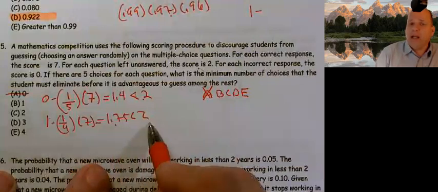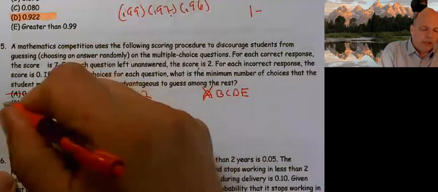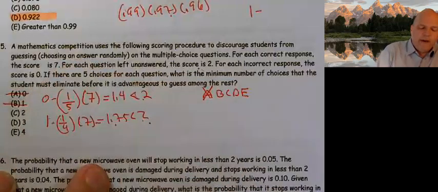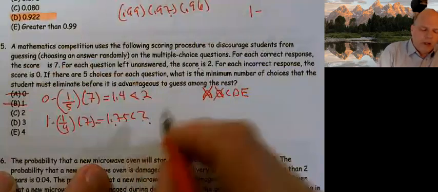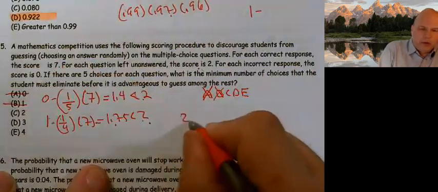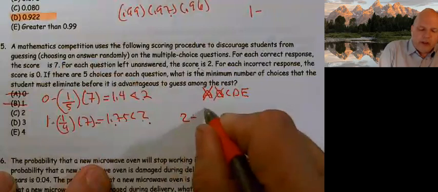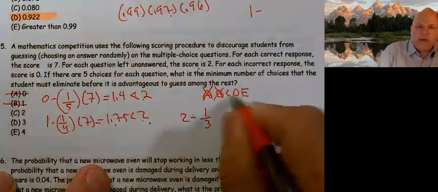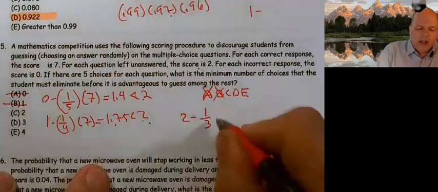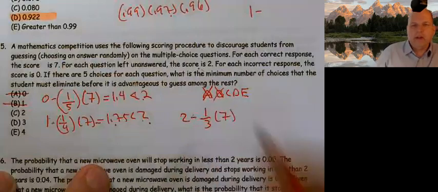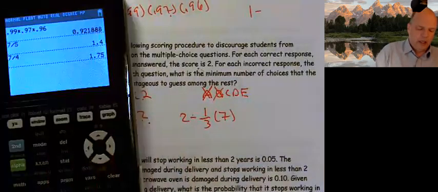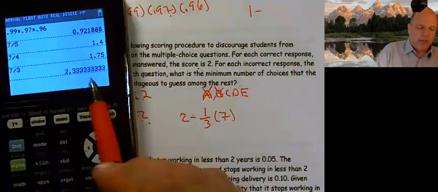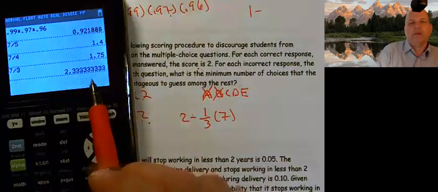I'd be better off leaving it blank and getting the 2 points for leaving it blank. If I can eliminate 2 answers, so I've now eliminated 2 answers, my probability of guessing correctly is 1/3 because I only have 3 answer choices. I get 7 points for that if I guess it correctly, and that ends up being 2.33333.